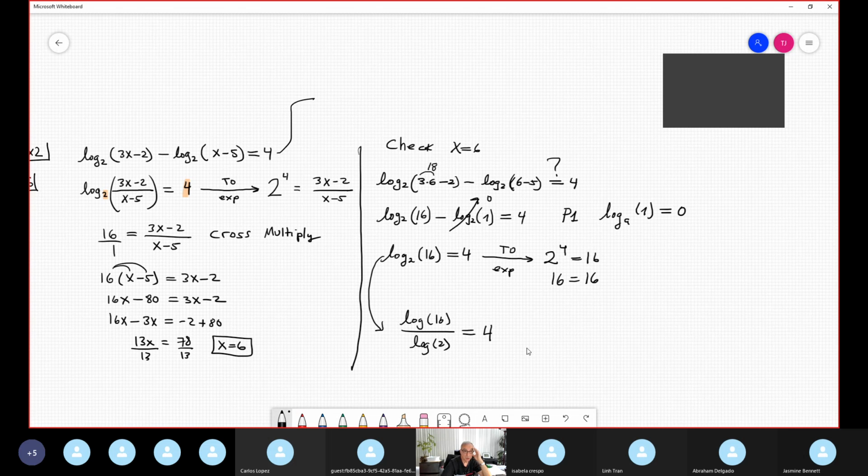Okay, the solution. What is the solution of this equation? Solution set is 6. Okay, one more and that's it. We continue next time.